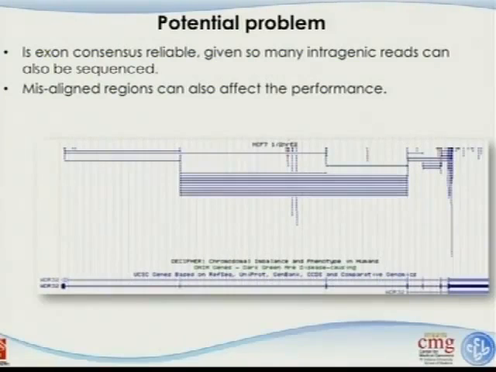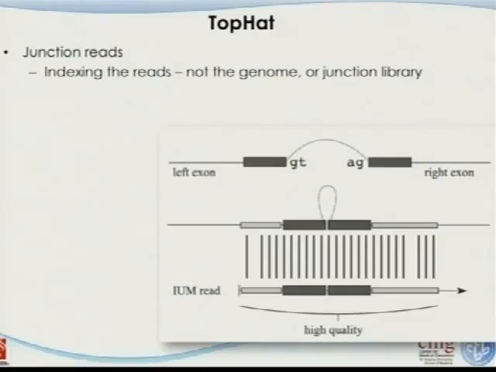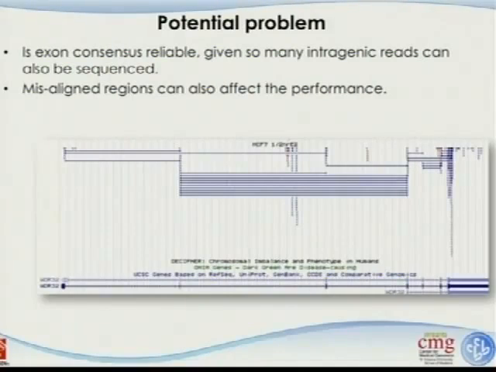The potential problem with that is exon consensus. For this step, once you map all the reads across the genome, you get all these regions, and you think this is the exon consensus. But how accurate are they? This is one of our data sets. You can see that this is one gene with different exons, right? And this is a bunch of signals. I really don't know what that is, okay?